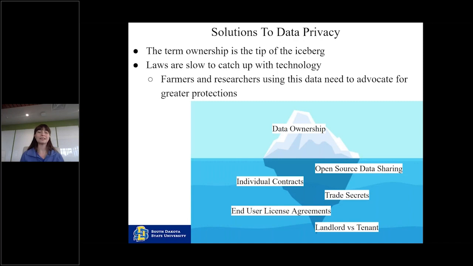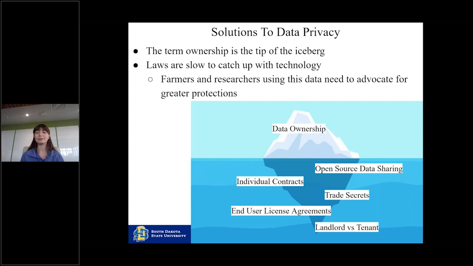Unfortunately, though, solutions to data privacy are really tricky, and the term ownership is really just the tip of the iceberg when it comes to finding solutions for this. There's also open source data sharing. So kind of how does it work if you upload that to a cloud or give it willingly to a third party? There's also individual contracts. So for instance, a lot of contracts will define ownership and other terms in their own contract, which might be different than the overall broad idea of ownership for farm data.